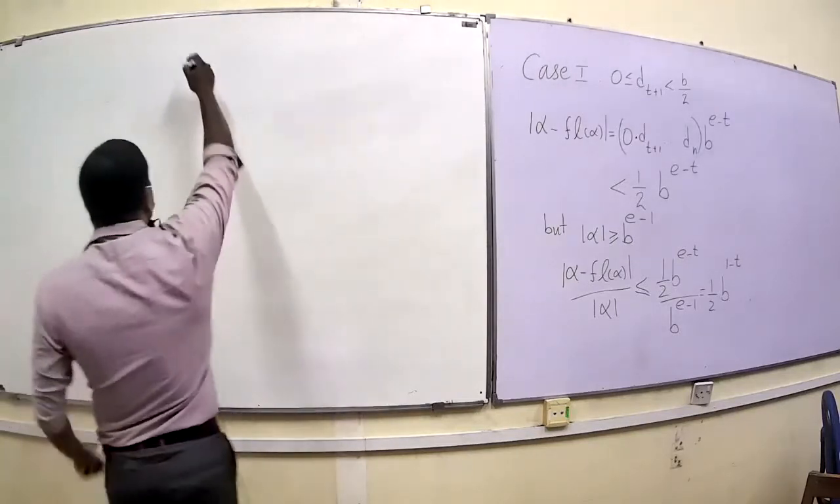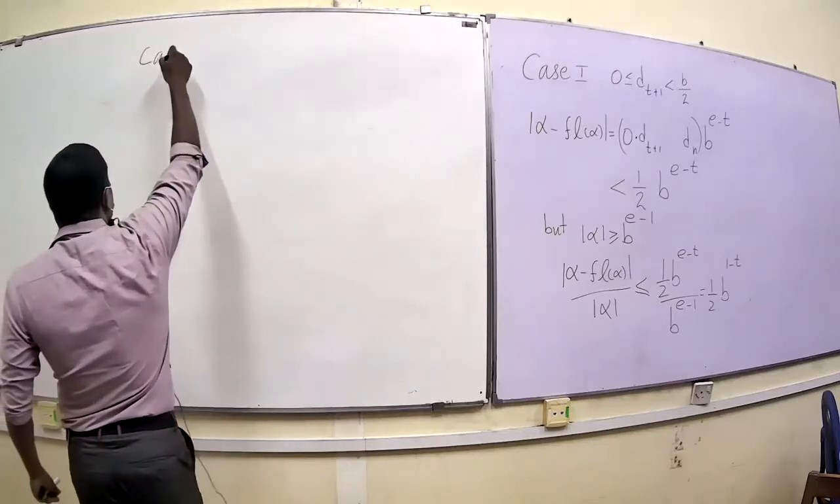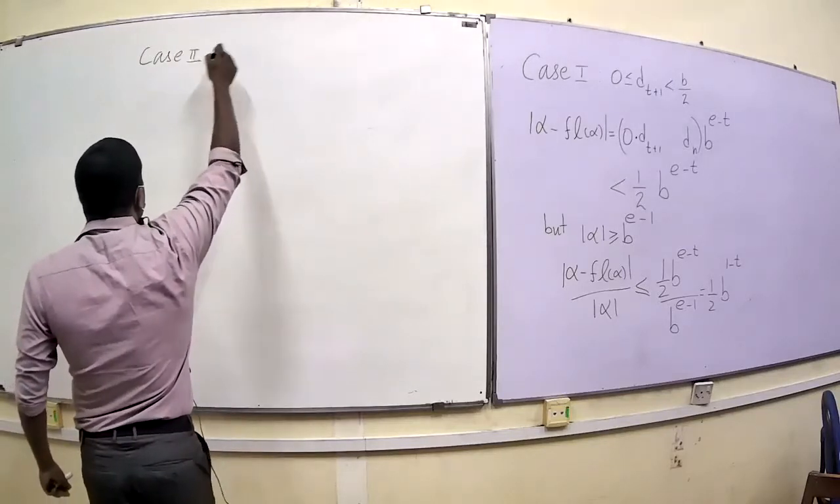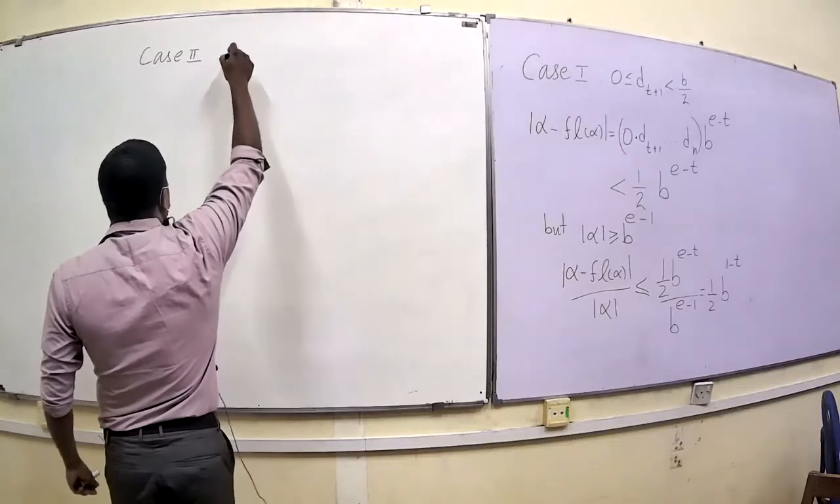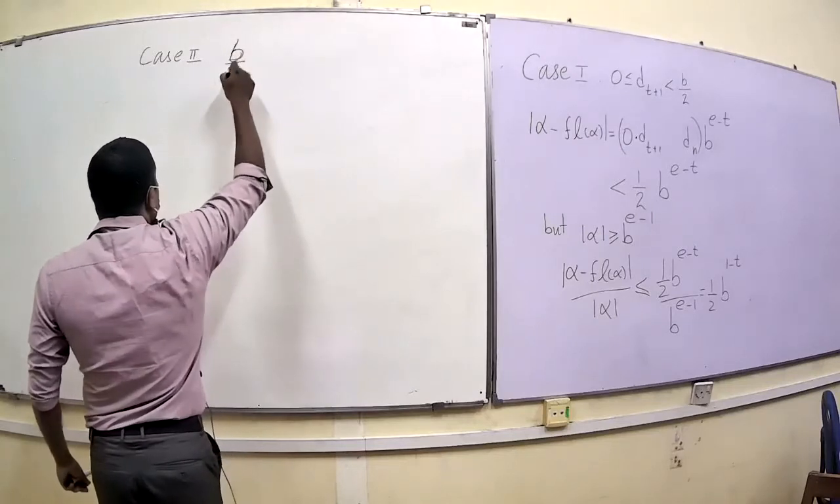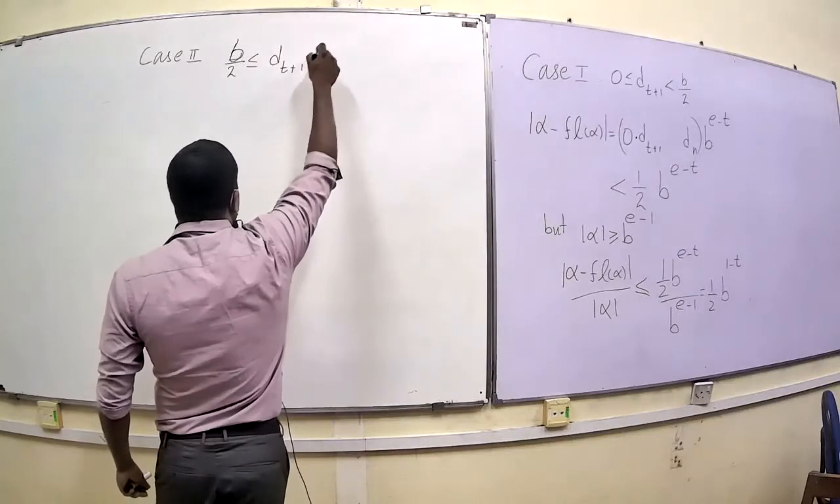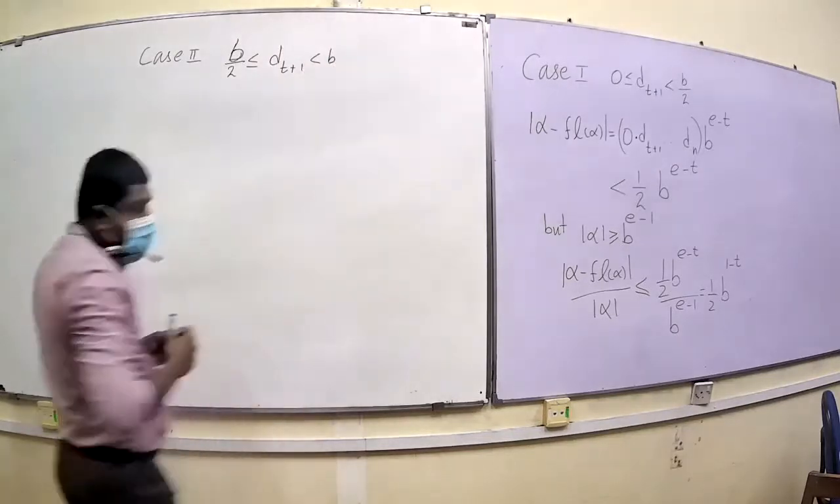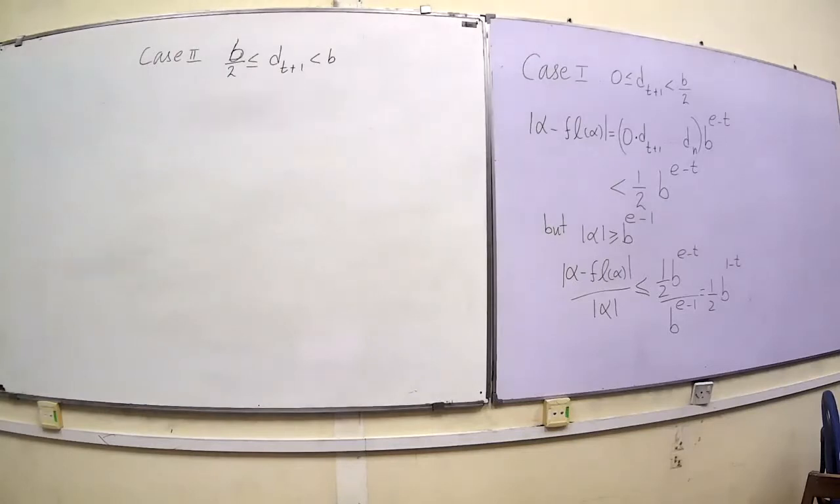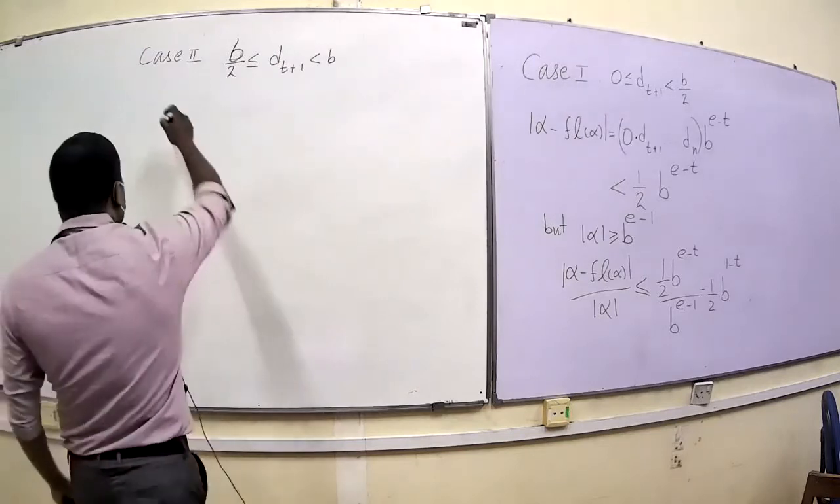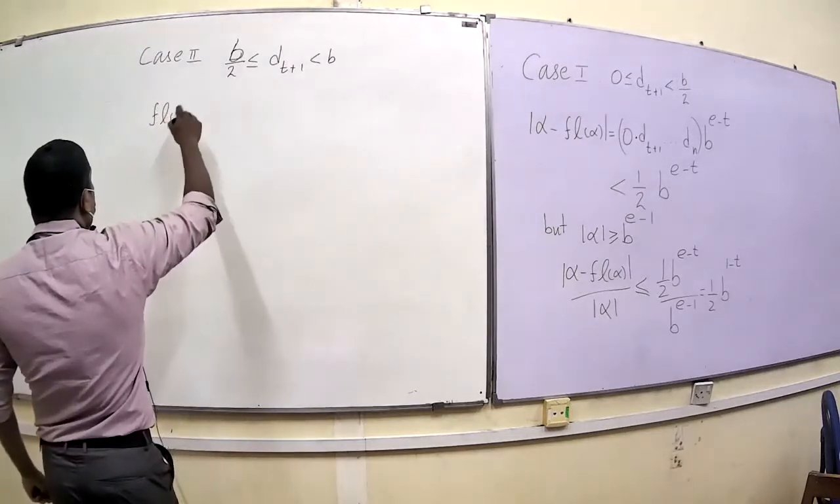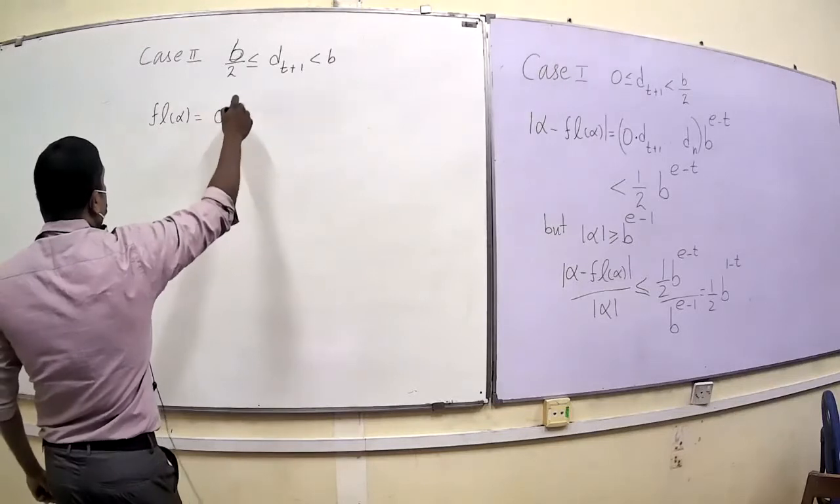Now case 2. So case 2 is this. In this case you can write FL of alpha in this way.